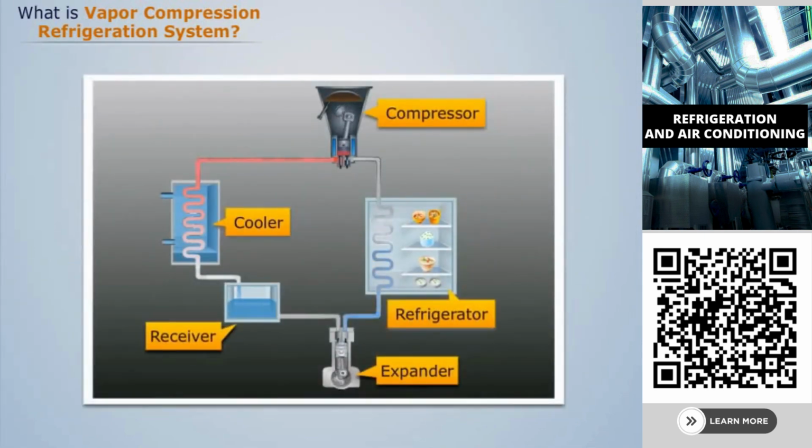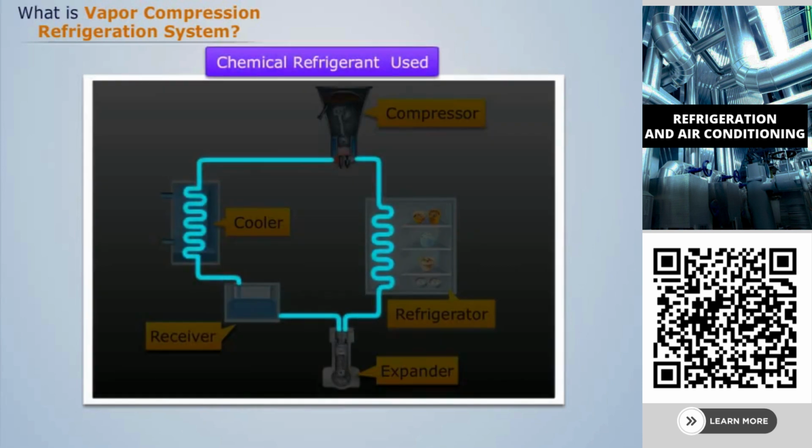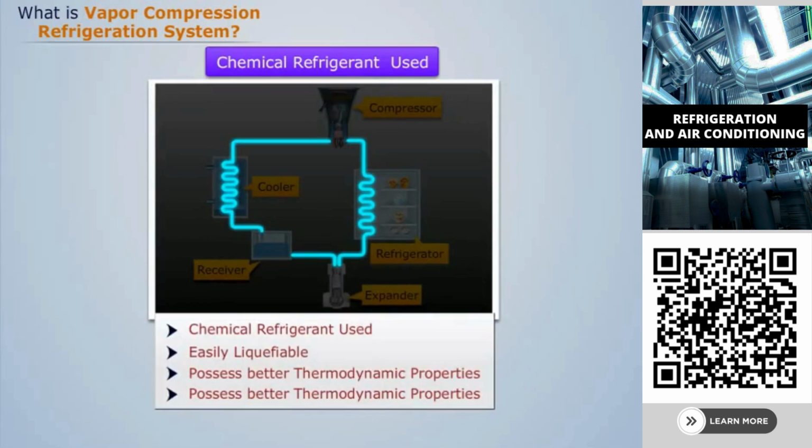To overcome these limitations, a new setup has been brought to practice, which uses chemical refrigerants instead of air, and has to be circulated within the circuit. It uses a refrigerant which is easily liquefiable and possesses better thermodynamic properties, and has a lower boiling point. Such type of refrigeration system is known as vapor compression refrigeration system.